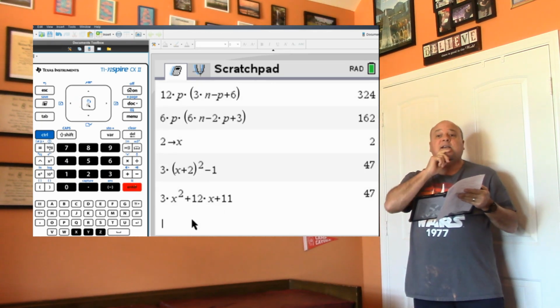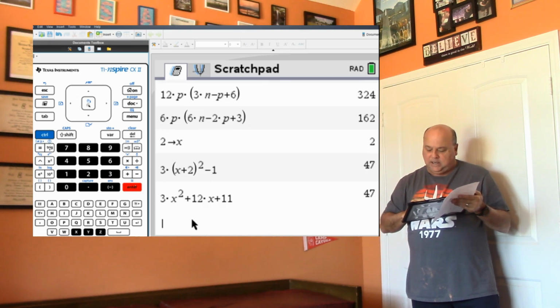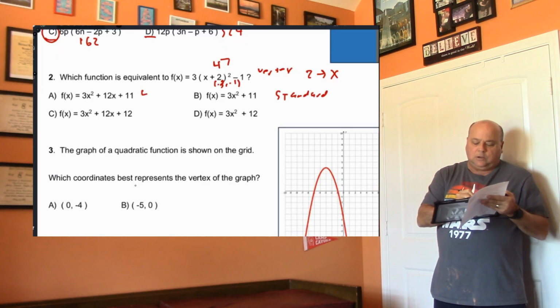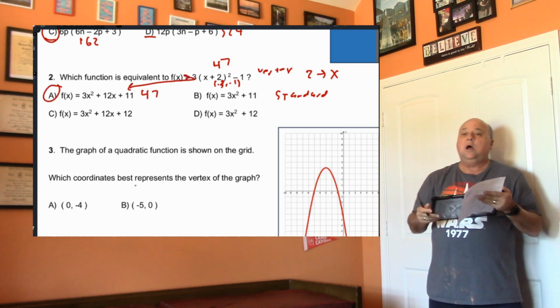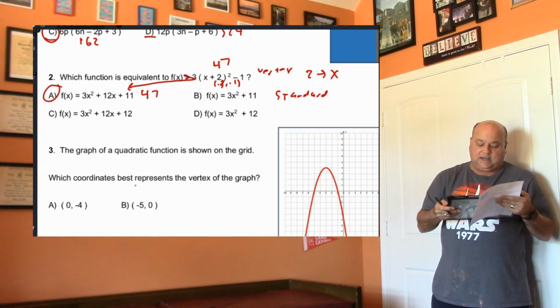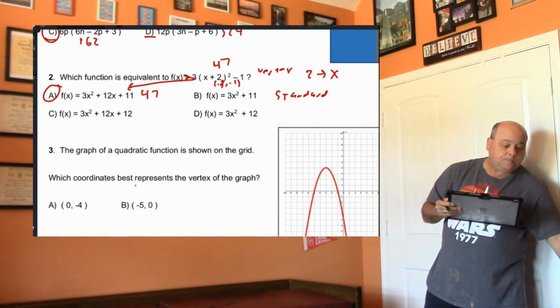And ding, ding, ding, ding, it's 47. Letter A is the correct answer. So letter A matches up to this. It's going to be the right answer. All the other answer choices will not give you 47, okay?